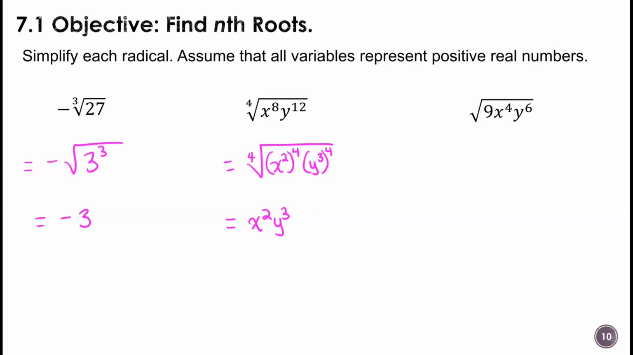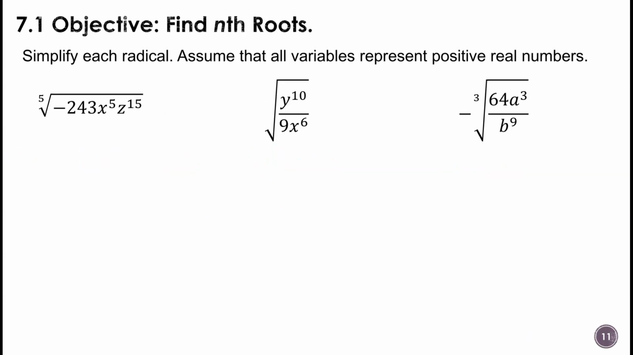And then the last one is a square root. Shortcut, square root of 9 is 3. Divide 4 by 2 because my index would be 2. So that's x squared y cubed. I do want you to get to the point where you can just look at that and know, oh, okay, I'm going to divide that exponent by 2 in this case.